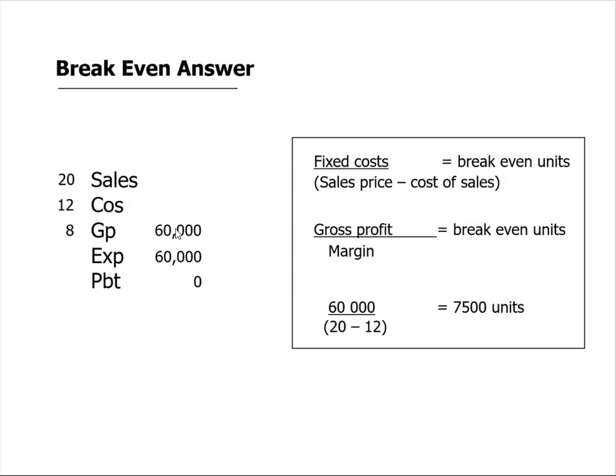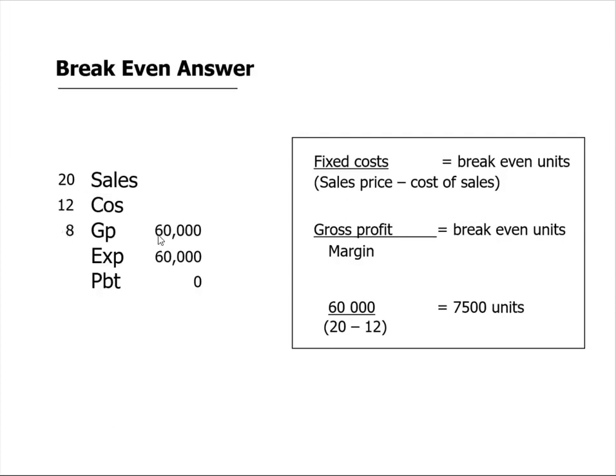So what you can see happens here at the point of break-even, provided all these expenses are fixed, the gross profit and the expenses are equal to each other. That's why in our formula, instead of using fixed costs, I can just use gross profit. And instead of saying sales price minus cost of sales, which is this data here, I can just use the gross profit margin.